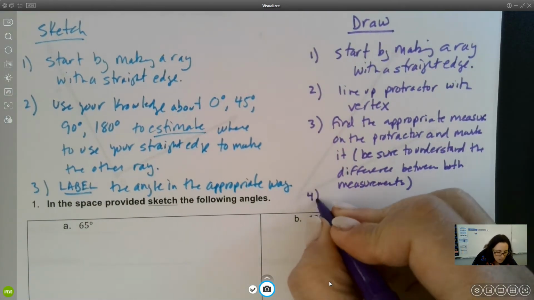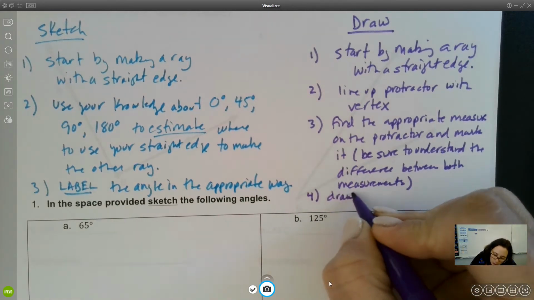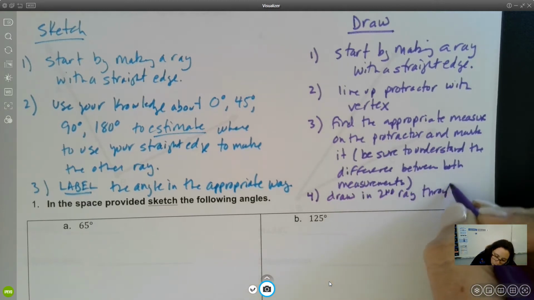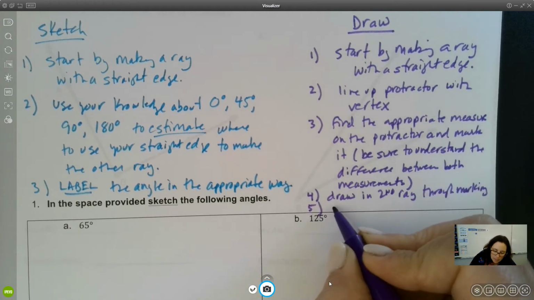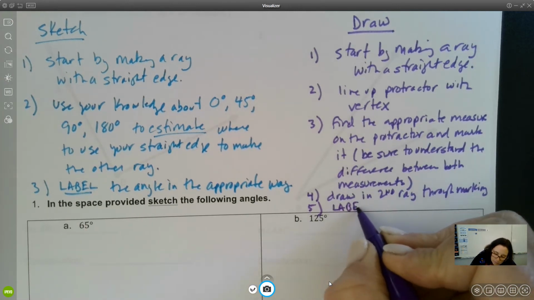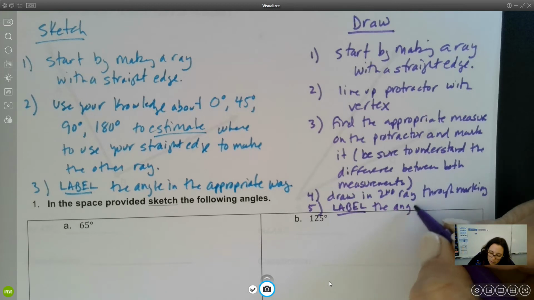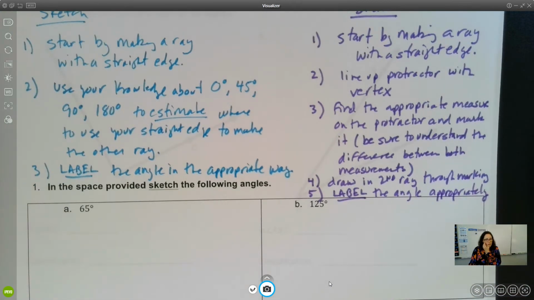Number 4, draw in the second ray through the marking. And number 5, same as number 3 over here, label the angle appropriately. All right, so there are your steps. We're going to go ahead and look at number 1A and B.